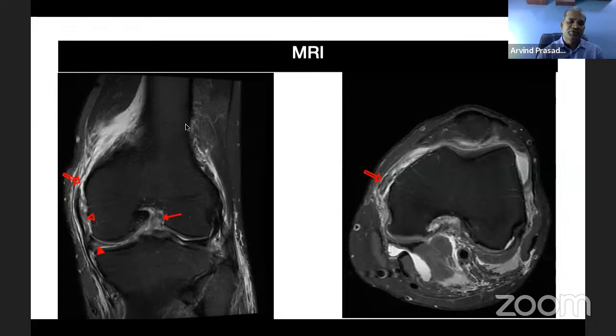Also in acute cases, along with this MCL injury, you can very easily pick up associated injuries. This is the superficial MCL that is torn. This is the deep MCL that is torn. Most of the time you check it in the coronal plane only. This is the meniscus injury. This is the ACL injury. And also in the axial section at the medial epicondyle area, you can see there is avulsion of the medial collateral ligament attachment.